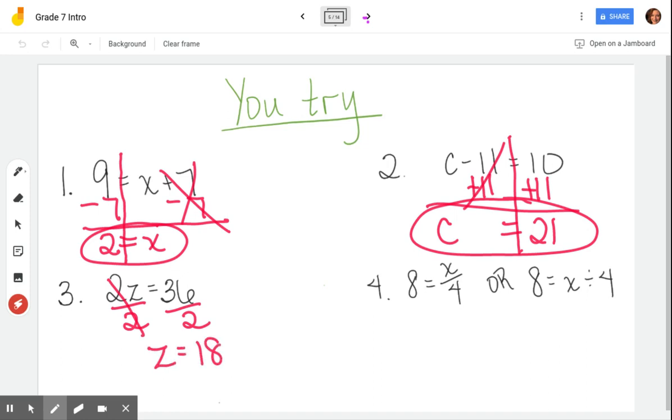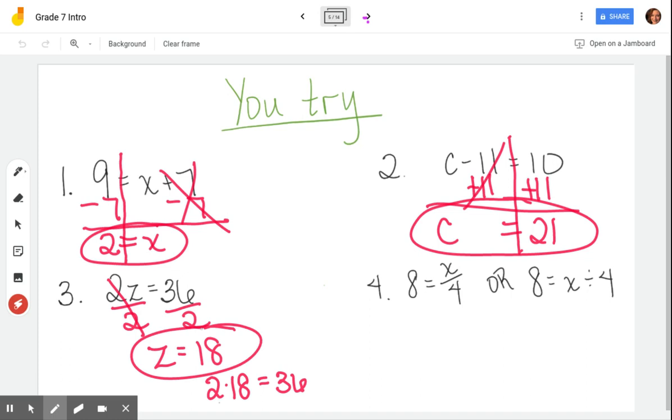Let's check it out. Even if you just check it mentally, like I'm doing right now, it really does pay to at least do that much when you're doing these for a grade. Why wouldn't you want to know right away if you have it right or wrong, correct? So I'm going to do 2 times 18. I'm going to write this one out so you can see it. Equals 36. That works.